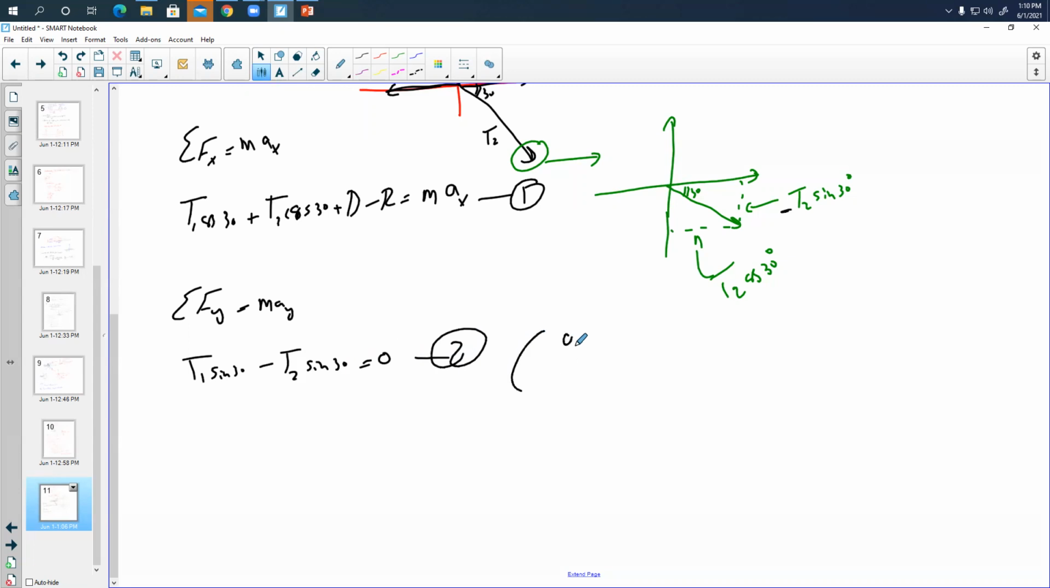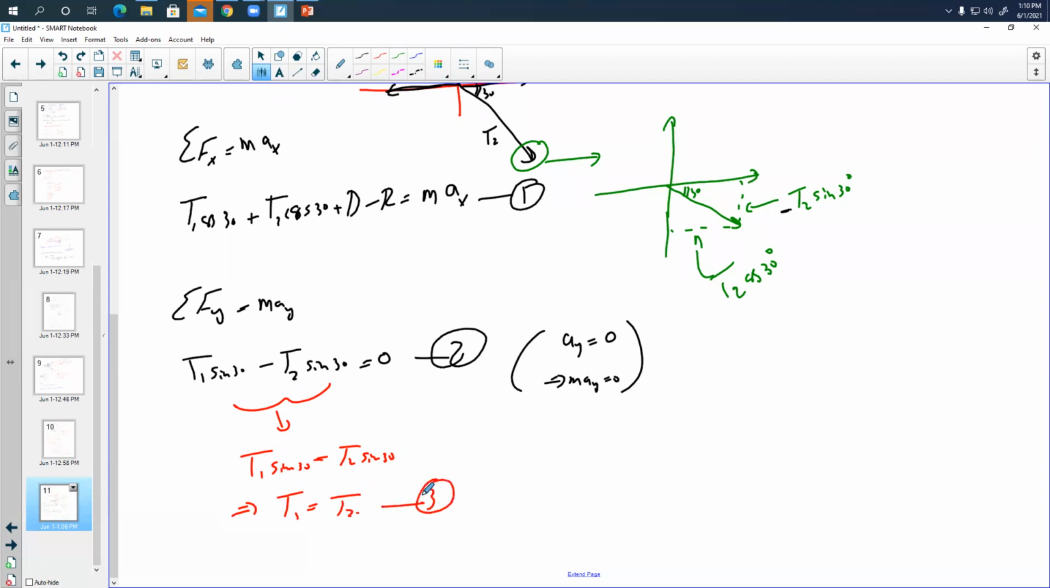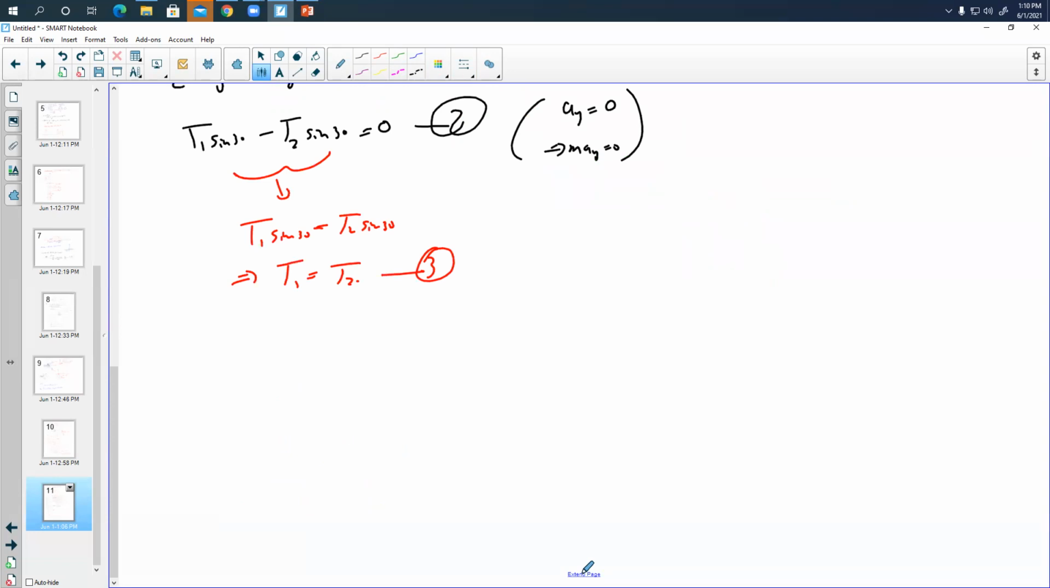And again, let me just write this down. The acceleration in the y direction on water means your MAy is going to equal 0. That means in this case, T1 sine 30 is going to equal T2 sine 30. That means your T1 is going to equal T2. Let's call that equation 3. So we're going to sub equation 3 into equation 1.